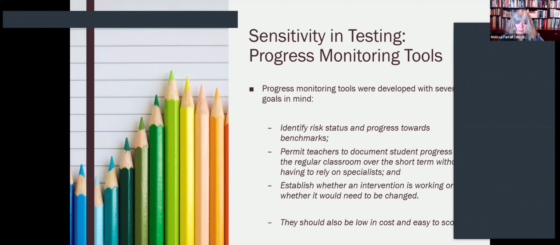Sometimes we want to be able to look at issues related to progress. Having done this now for about 30 years, I've watched the whole progress monitoring movement unfold. Let me just say that it began as a response to frustration with the special education system. Don't let anyone tell you otherwise. That's exactly where it came from, because the special education system was notoriously slow in responding to students in need.